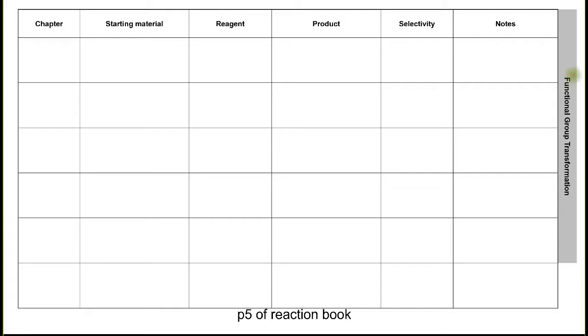So usually I'll have what kind of reaction it is on the left side here in gray, and this happens to be page 5 in your reaction book. All right, so I keep track of these reactions by chapter. So this is from chapter 7, and the starting material is an alkyl halide with a leaving group here, and this is going to include a nucleophile, and this is our SN2 reaction.